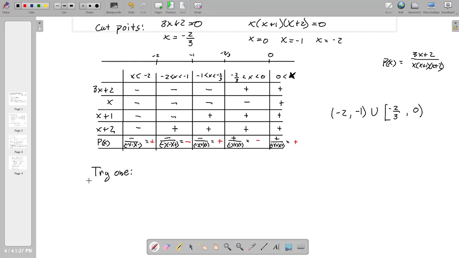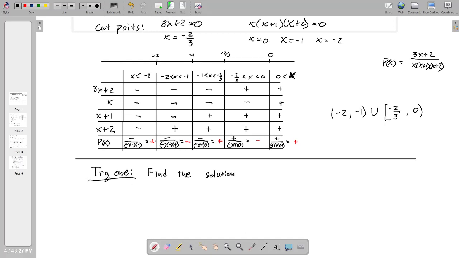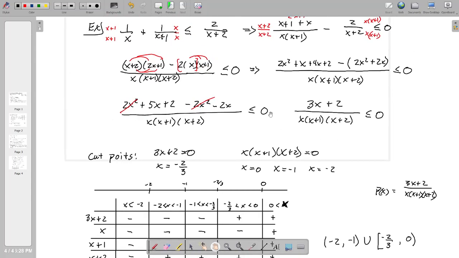I want you to try one now. Find the solution set for the rational inequality x minus 3 divided by 2x plus 5 is greater than or equal to 1. Be careful with this one. Just because there's a constant number over here does not mean that you can leave it over there. Remember the very first step. We have to get everything on one side so that we have a 0 on the other.